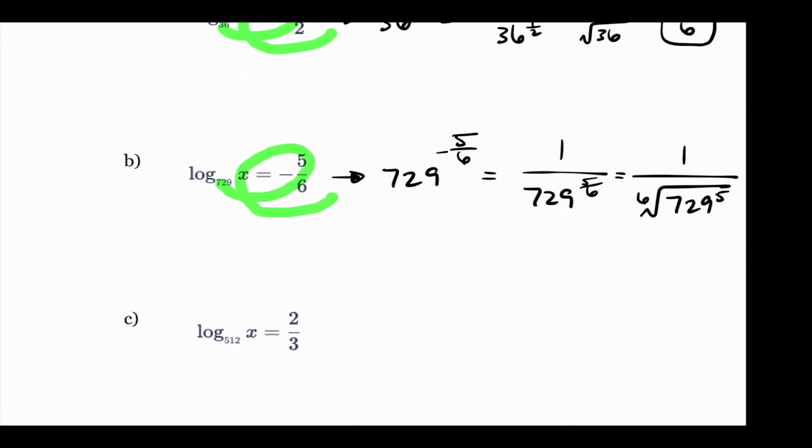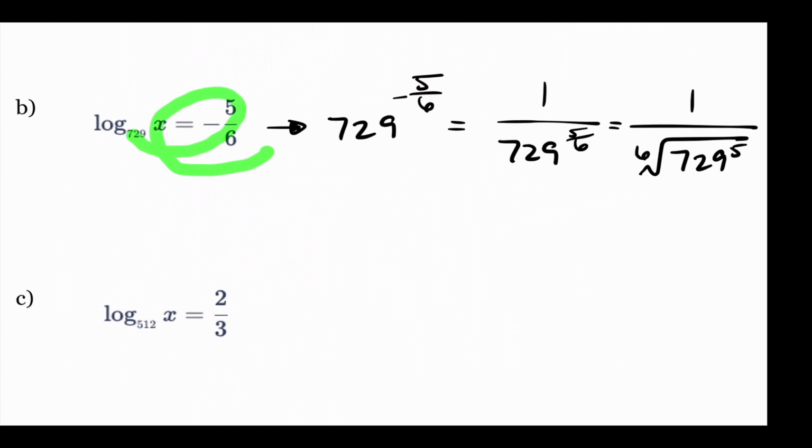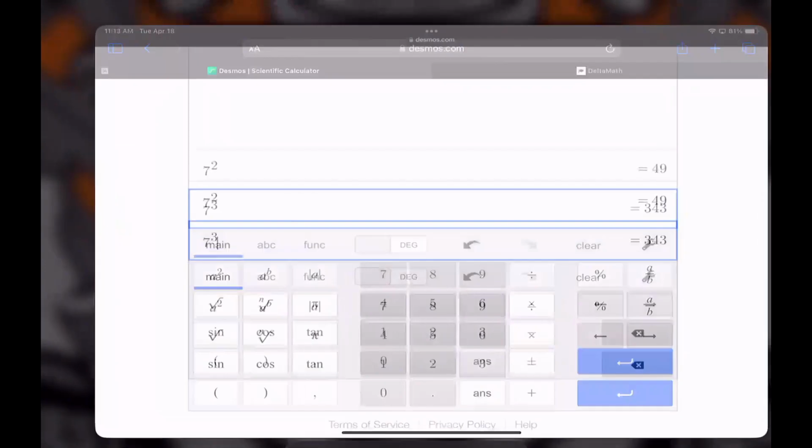Okay. I'm looking for groups of 6. Do I have enough 729s? No, I only have 5 of them. So I don't have enough 729s to take one out. But what I can do is break down 729 and see if it has any. When you break down 729, let's see.